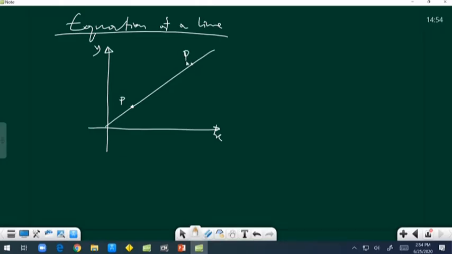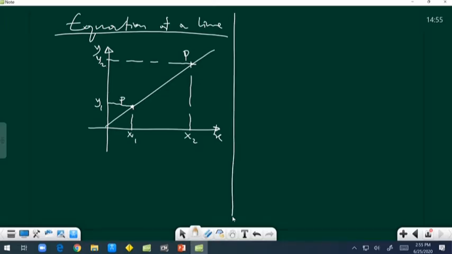So if we consider P point and Q point, we have this point as x1, and we have this point as x2. We have this point as y1, we have this point as y2. So we want to find the equation of this line. To find the equation of the line using the slope concept, what we do is find the slope.